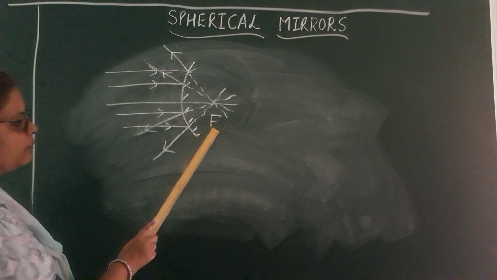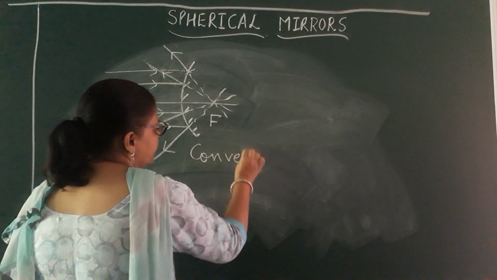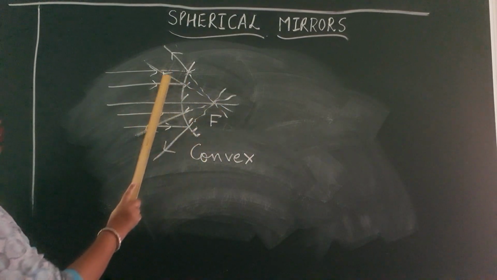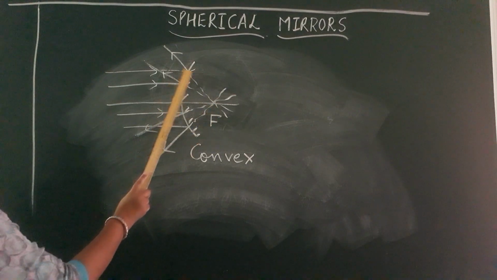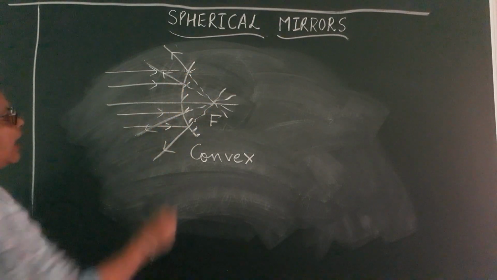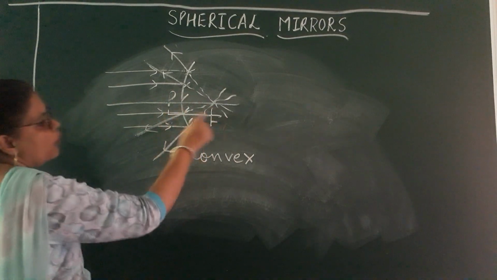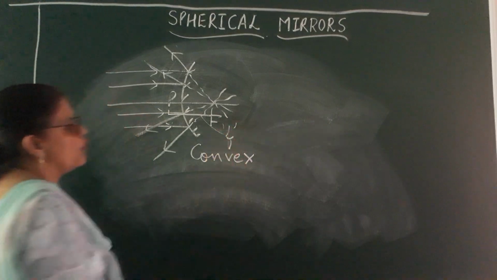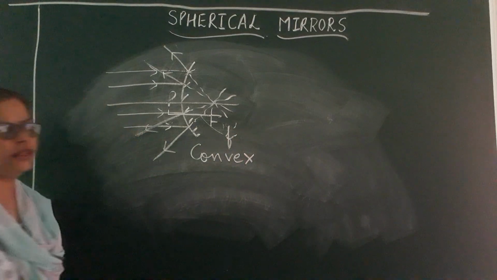Once again, what is principal focus for convex mirror? This is convex mirror, children. It is a point lying on the principal axis at which the parallel rays of light appear to meet after reflection from the mirror. And what is the focal length? Of course, it is the distance between the pole and the focus. The distance between the pole and the focus of the mirror is known as its focal length.